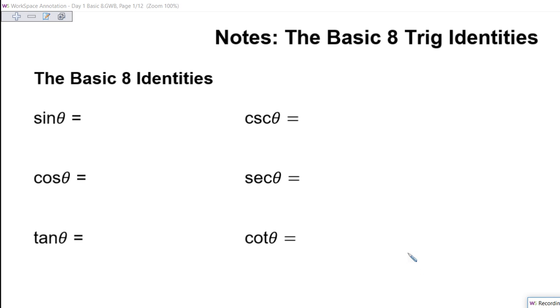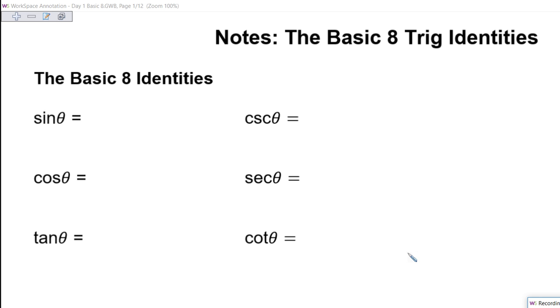Today we are starting Unit 7, which is trig proofs. Much like geometry, where you have to show step by step how to get to the correct answer. That's what we'll be doing. Today we are going to start with the basic 8 trig identities.